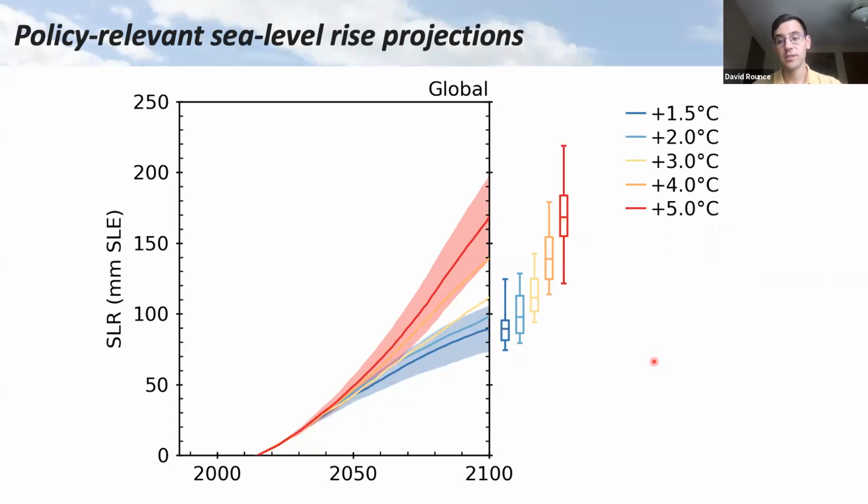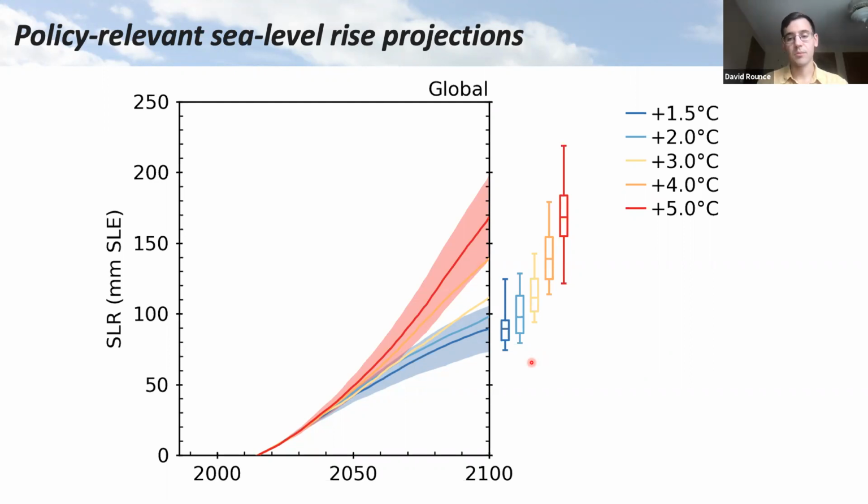various temperature increases. So here we're showing 1.5 degrees, 2 degrees, 3 degrees, 4 degrees, and 5 degrees for the different colors. And the box and whisker charts that you're seeing in the center here, those are showing you the distribution of those projections at 2100.